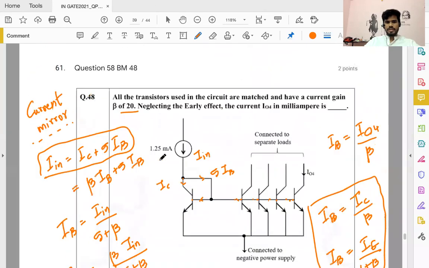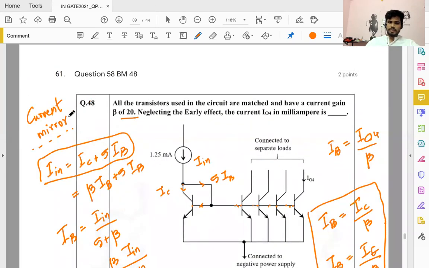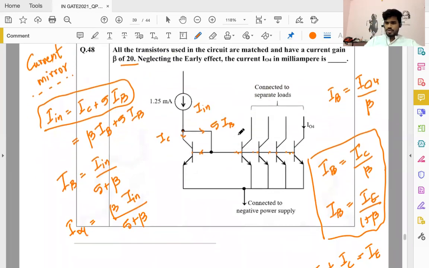So bottom line, they ask this again and again, current mirror or the Darlington circuit. You don't need to know a lot about BJTs. If you know one or two simple formulae, you can easily answer that.